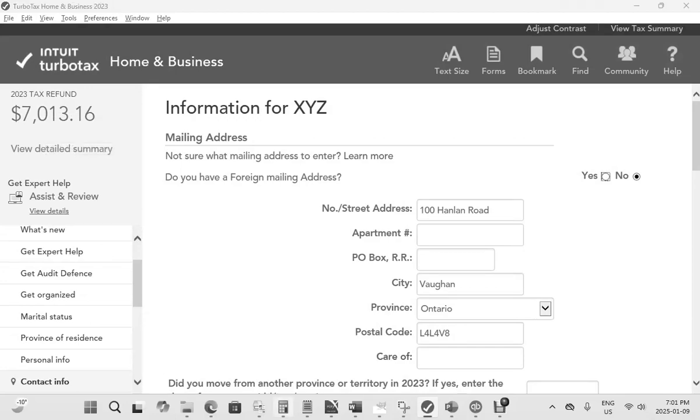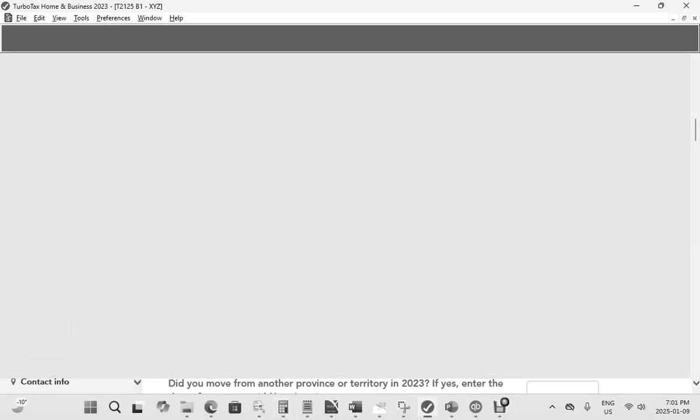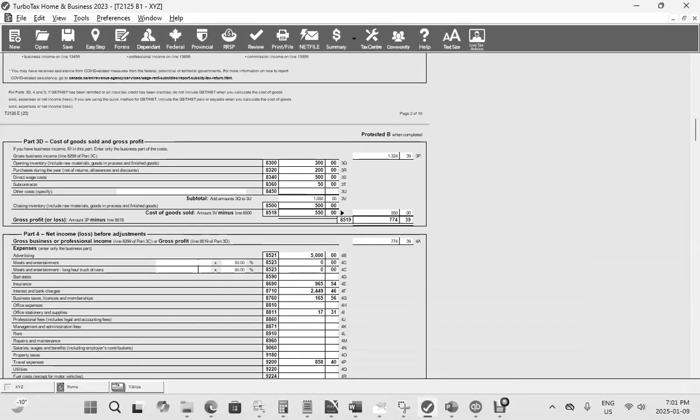Notice the tax refund went up to $7,013.16. If you do the math over here, this is $7,013.16, take away what it was before, over $300 of tax refund, $392.85. Now obviously this will depend on your total deductions on your T slips.